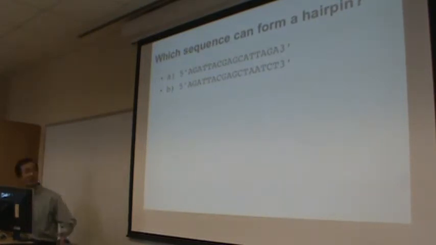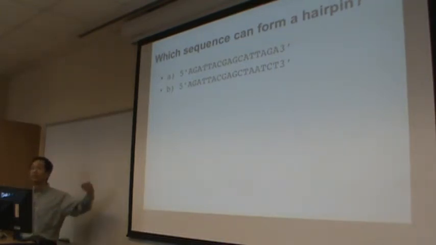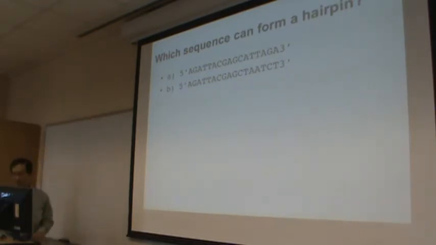I guess for those who picked A, why did you pick A? For those who picked B, why did you pick B? Isn't that the reverse sequence of the repeat? That's right. Yeah. It's called an inverted repeat. So for something to form from this, basically, okay.